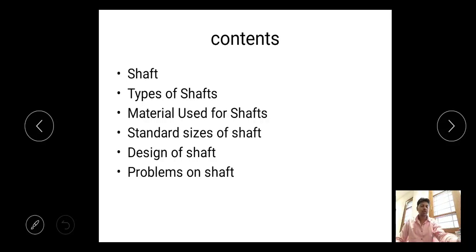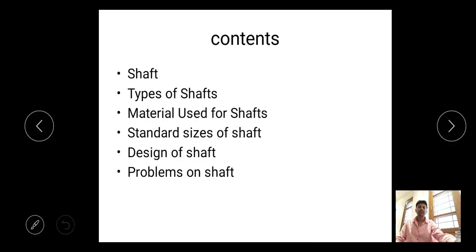Then we have studied different theories of failure. That is maximum principal stress theory, maximum strain theory. Like that we have studied around 5 types of theories of failure. So these are very important theory parts which we have covered in your first chapter, that is machine design.